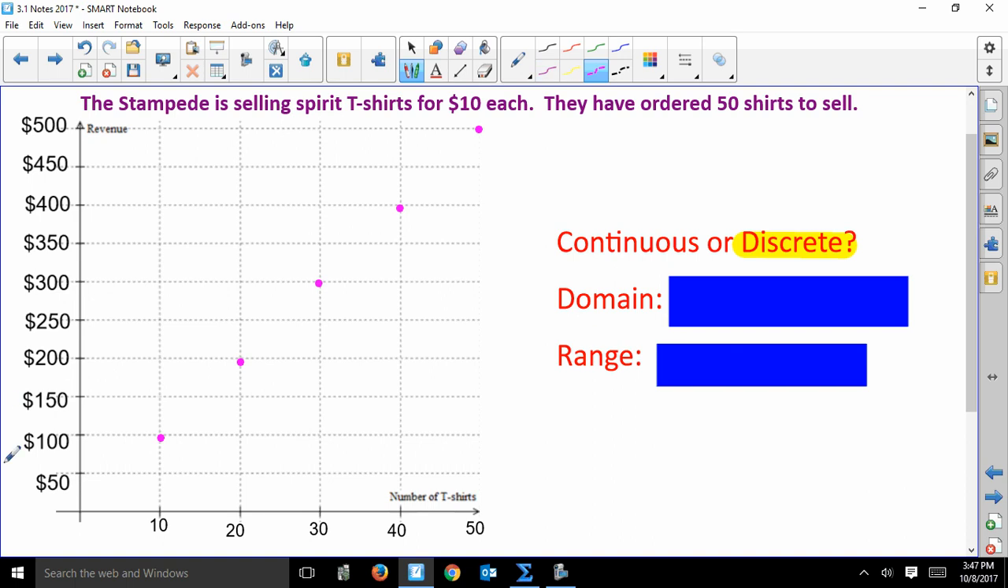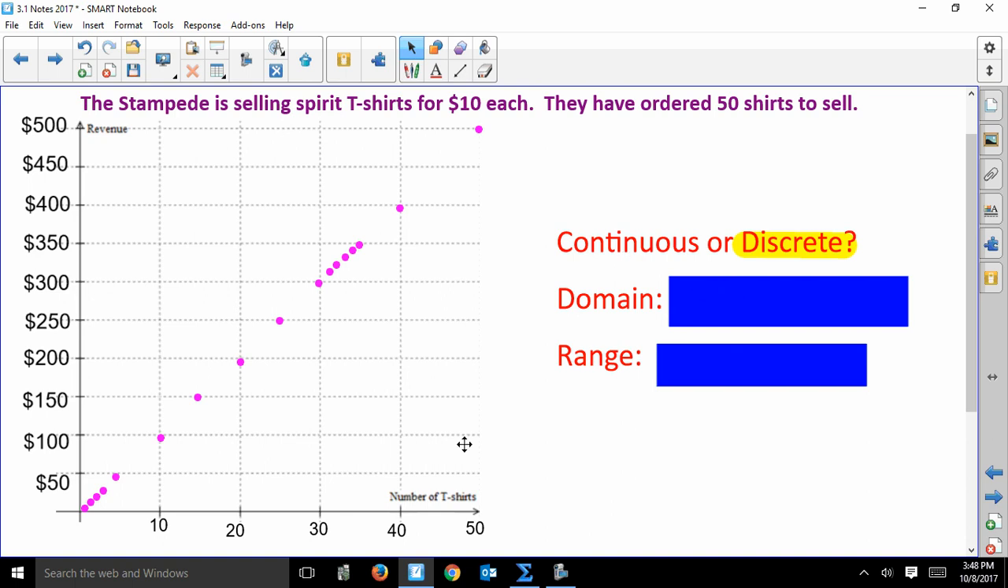I could sell one t-shirt for $10, two t-shirts for $20, three for $30, four for $40, five for $50. My points are spread out very accurately. I could sell 15 t-shirts for $150, 25 t-shirts for $250. And I can have a lot of points in here, but each of these points is representing a whole number of t-shirts, because I cannot have a part of a t-shirt.